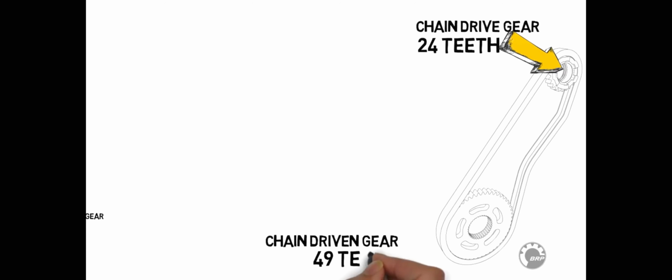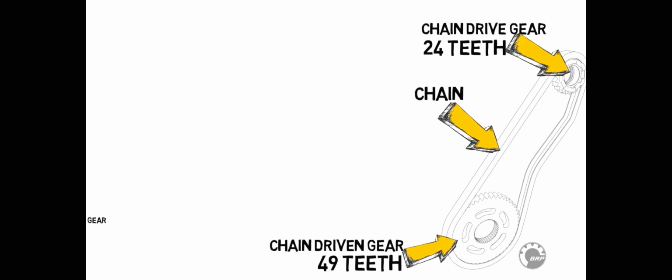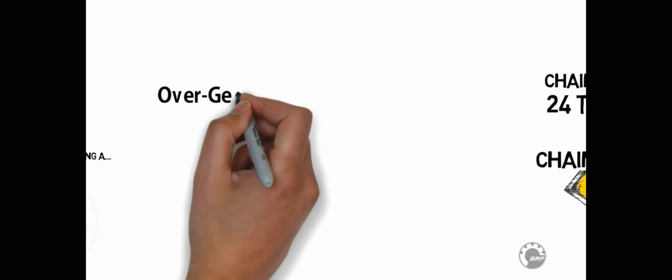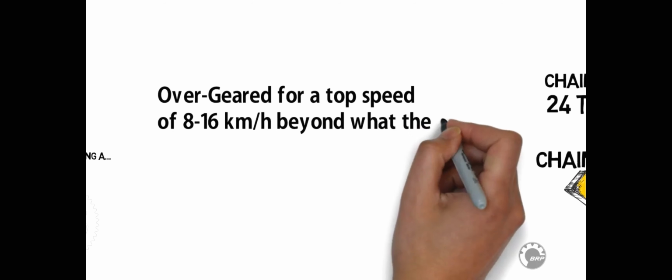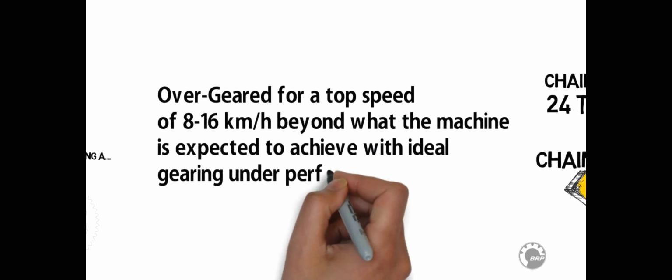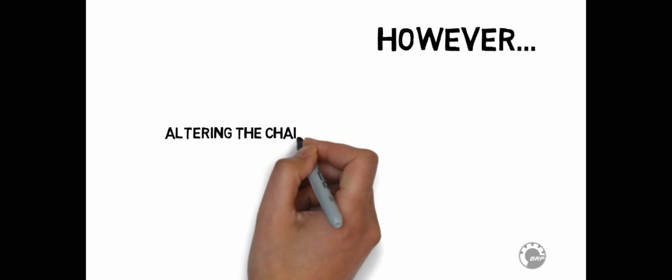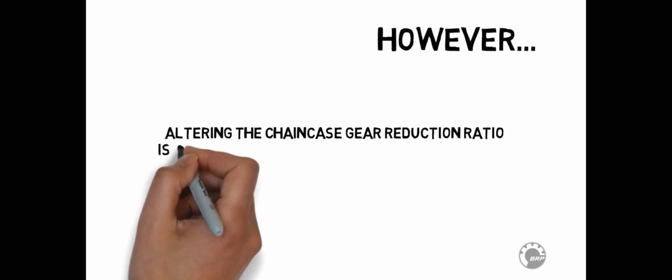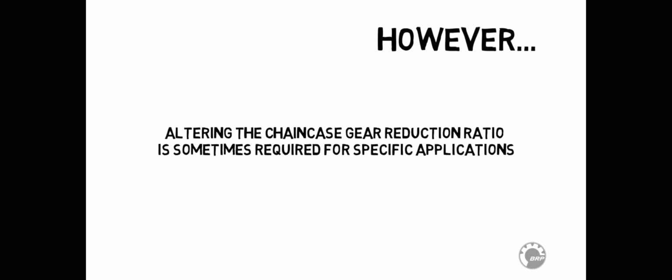Most new snowmobiles ship from the factory with reasonably high secondary gearing. In fact, most are slightly over-geared, meaning they are geared for a top speed of 5 to 10 miles per hour or 8 to 16 kilometers per hour beyond what the machine is expected to achieve with ideal gearing under perfect conditions. However, altering the chain case gear reduction ratio is sometimes required for specific applications.